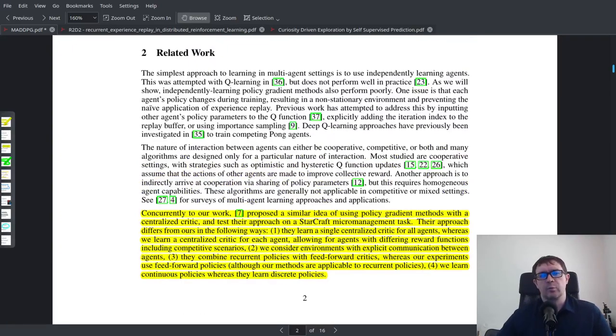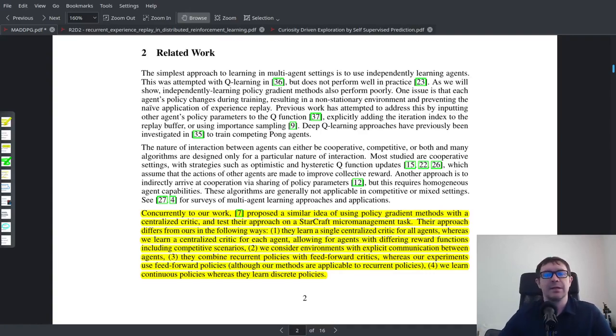So as far as the related work section goes, I only want to touch on this paragraph about a concurrent work. So apparently there's another approach to multi-agent RL out there that was used on StarCraft, a game very near and dear to my heart. I spent a fair amount of hours in my youth playing that.